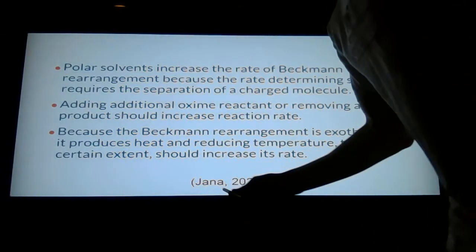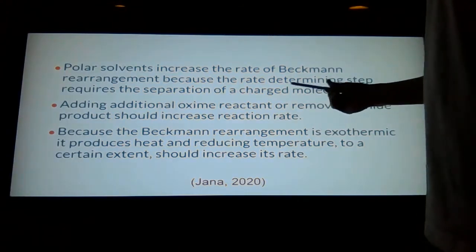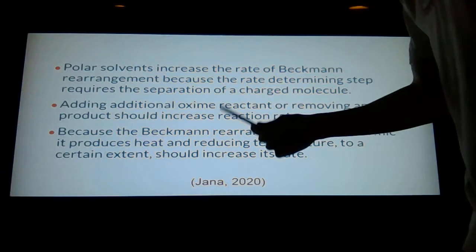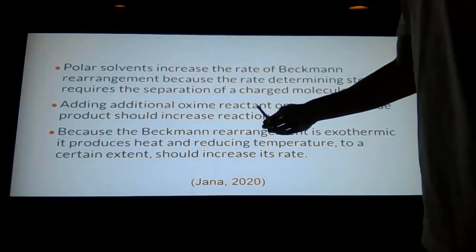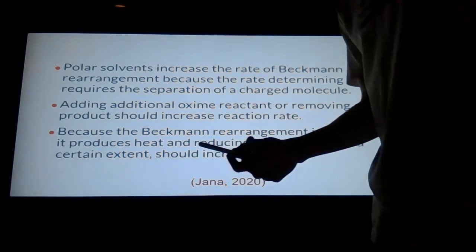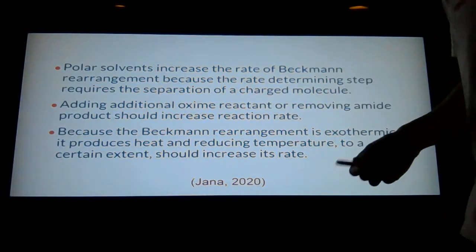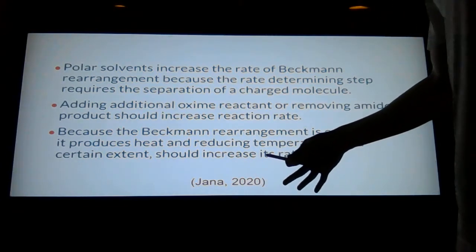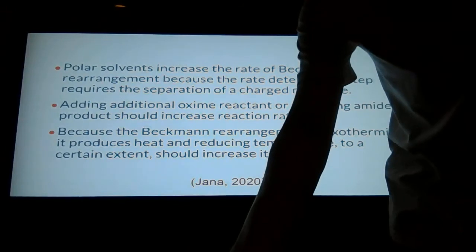So, to increase the reaction rate, polar solvents increase the rate of the Beckmann rearrangement because the rate-determining step requires separation of a charged molecule, that water leaving group at one point. So adding additional oxime reactant or removing amide product should increase reaction rate, right? That's kind of obvious, always removing product and adding a reactant. And then in this case, since it's exothermic, reducing the temperature would increase the reaction rate unless it just gets way too cold.